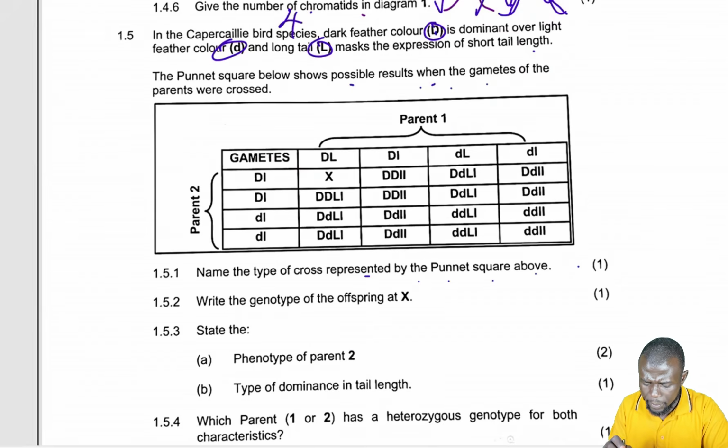Here you are seeing 4 of them, but those are not. If you are saying size, you have big or small. So that is one character, which is size, your body size. So you have to understand that concept so that you don't get it wrong. So they're saying to name the type of cross represented in the Punnett square above. So we say that it is a dihybrid cross.